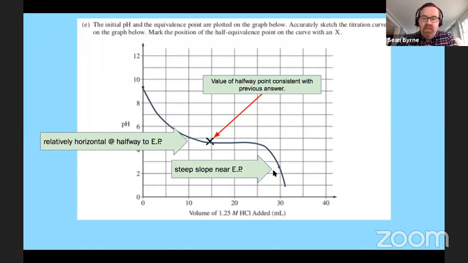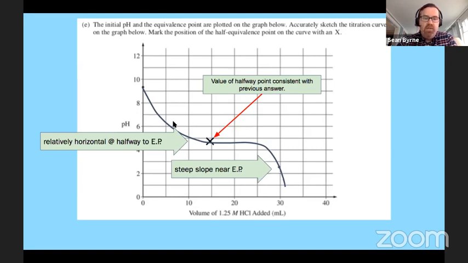And this is where we see that because there's such a steep slope here, that indicator that was going to change at 2, there's not going to be a very large change in the volume that we've added. We're going to have a pretty quick change in pH with very small volumes. And so using that indicator that changes at a pH of 2 would be just fine.